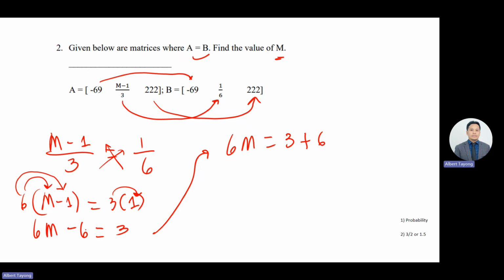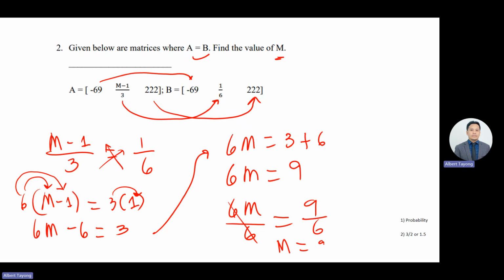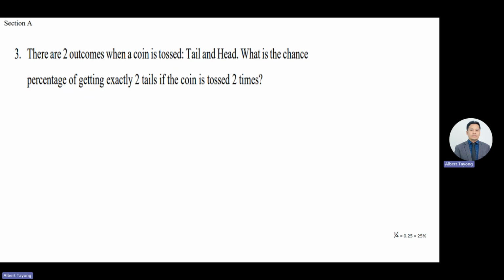We transfer negative 6 to the other side. It becomes plus 6. So 6M equals 9. Then we divide both sides by 6. So this is cancelled. M is equal to 9 over 6, or 3 over 2, or 1.5. Okay, so that is the value of our M. Let's proceed to the next exercise, number 3.